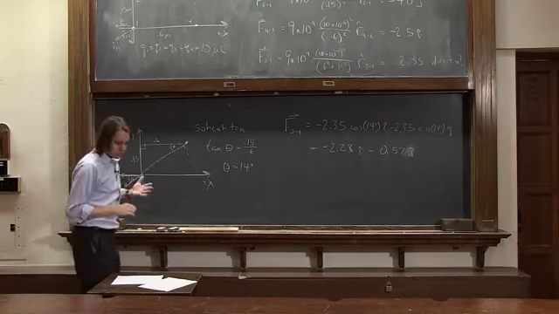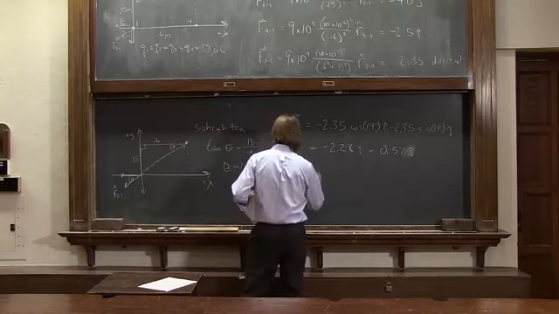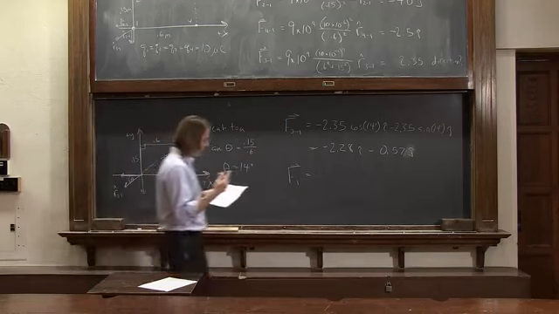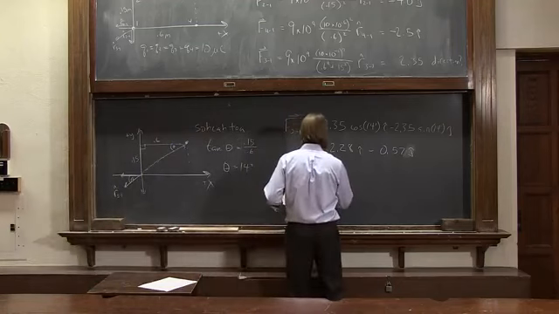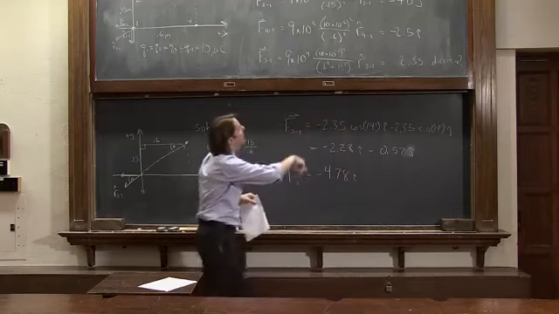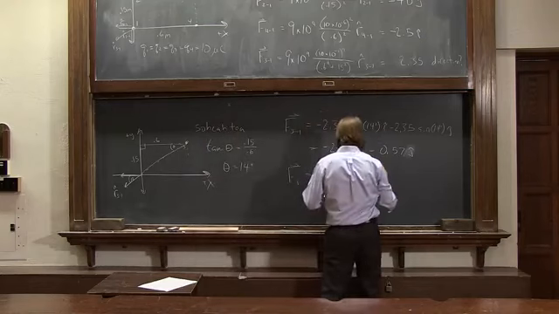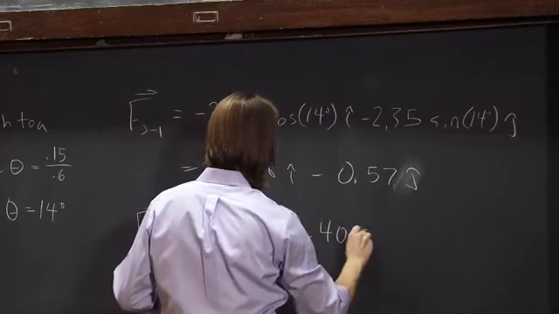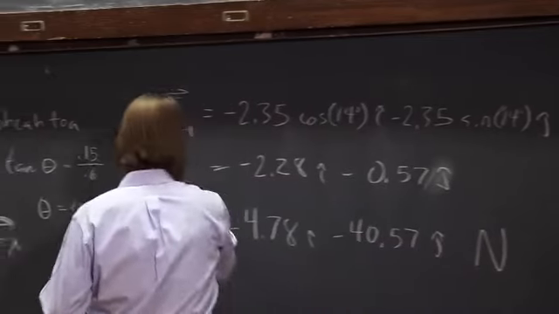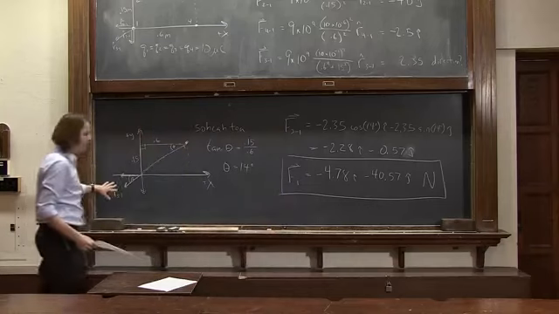So now you do the entire sum. So you say F1, and you just go through and you add up the I hat part of each of those vectors, and I'll give you the numbers. The answer is minus 4.78 I hat, and then you add up all the j hat numbers, the minus 0.57 and the minus 40, and you get minus 40.57 j hat. And the whole thing is, of course, newtons. So that's the final force on charge 1.